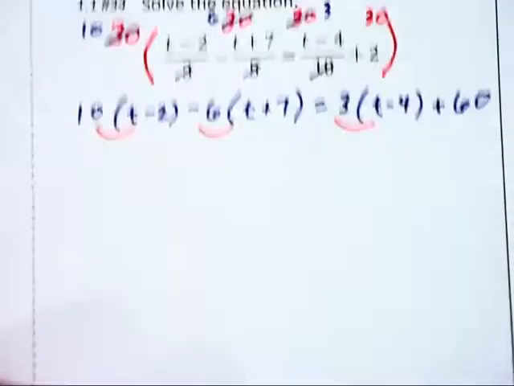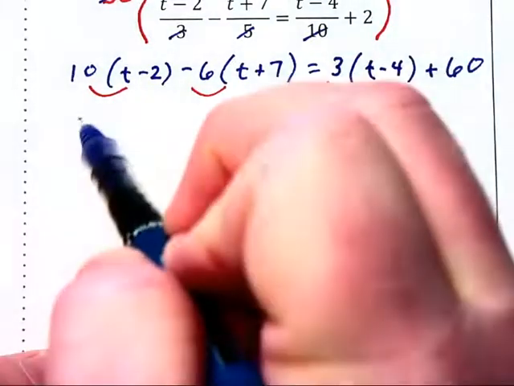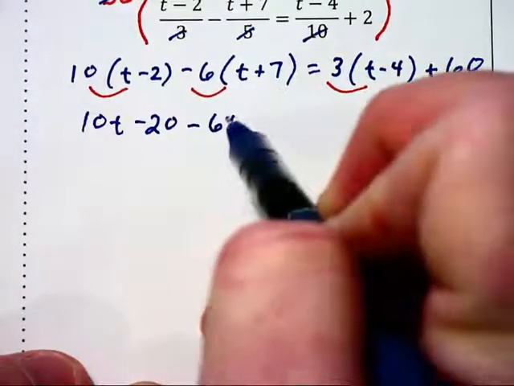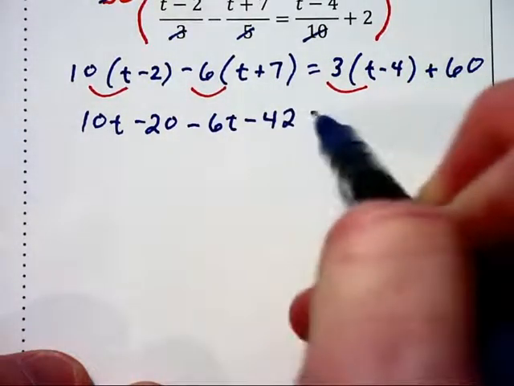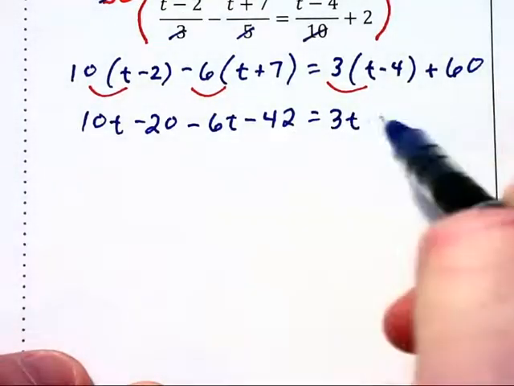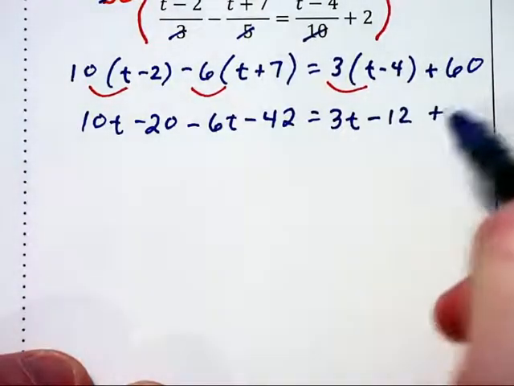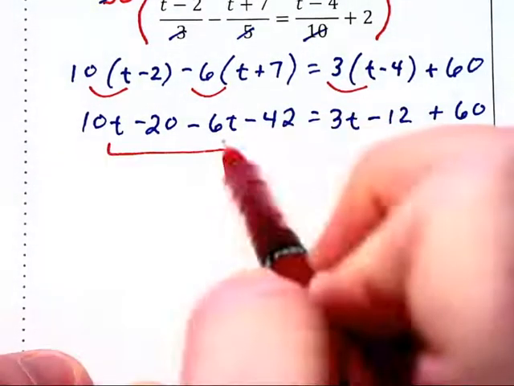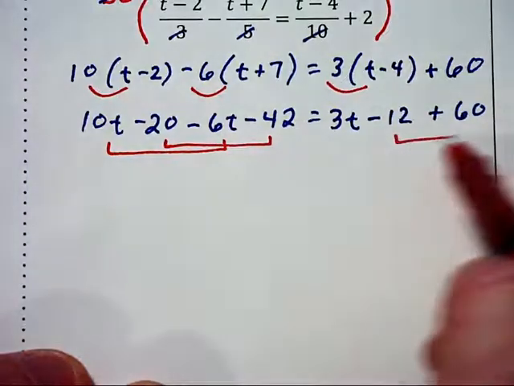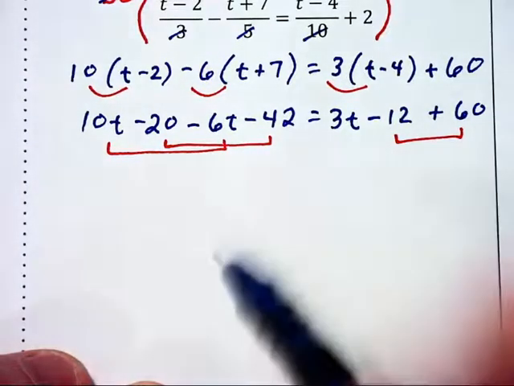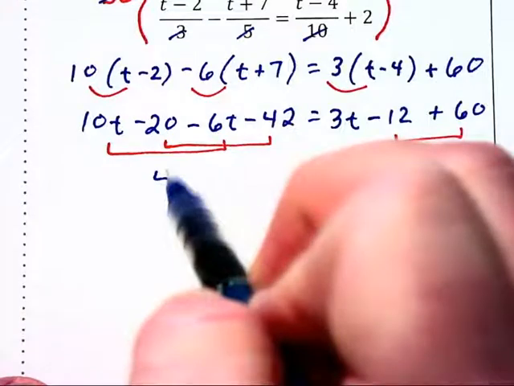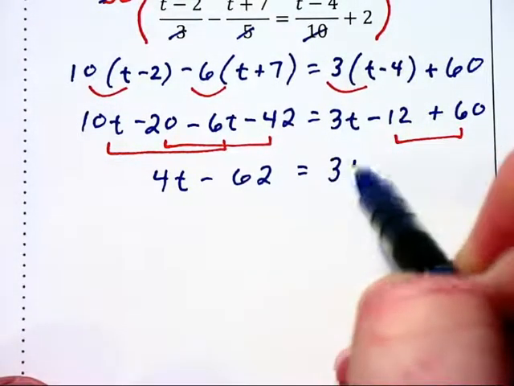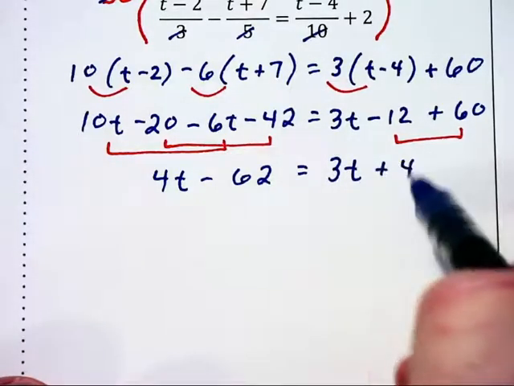This is going to give us the following: 10t minus 20 minus 6t minus 42 is equal to 3t minus 12 plus 60. On each side of the equation, we now have like terms which can be or should be combined with each other. The left side becomes 4t minus 62, and the right side becomes 3t plus 48.